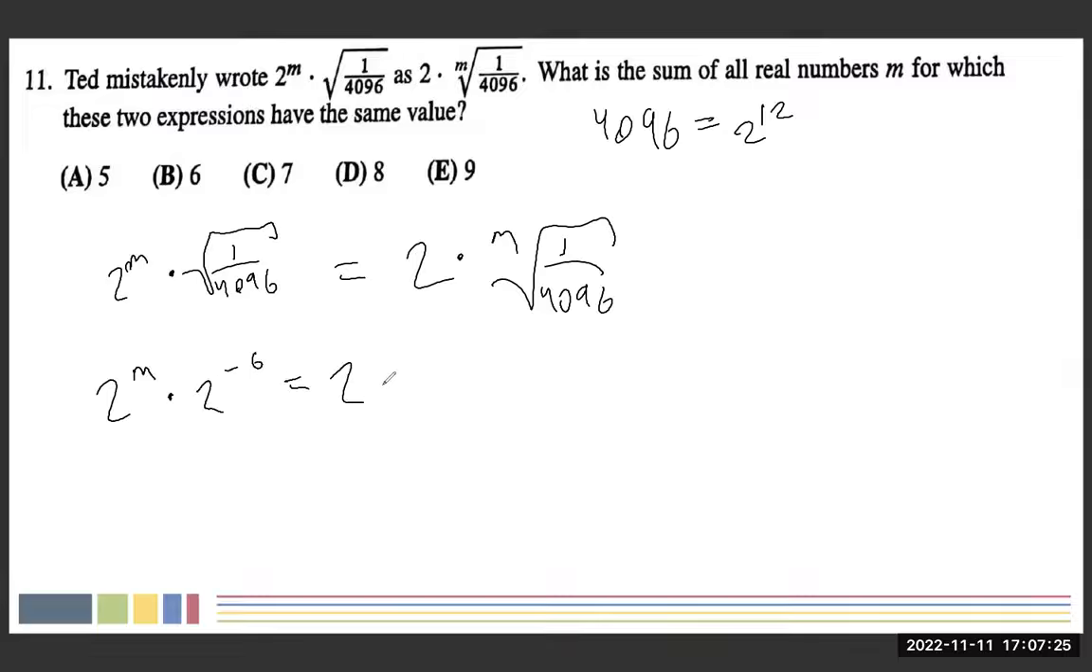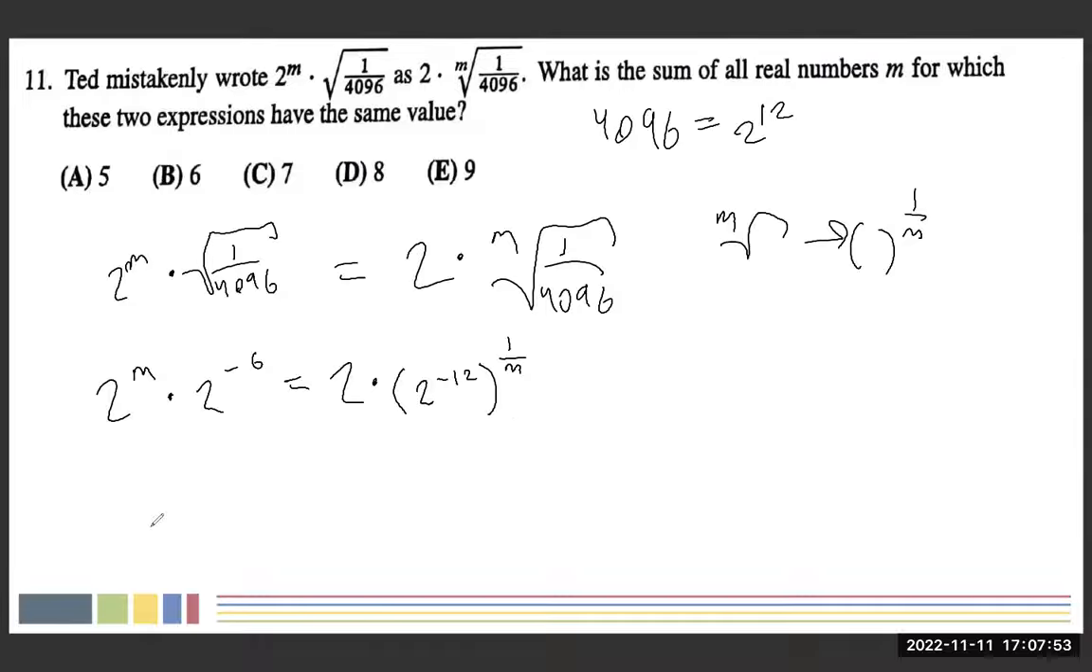Okay, what about this side? This is 2 times the mth root of 1 over 4096. Well, 4096, like we've already talked about, is 2 to the 12, so 1 over 4096 is 2 to the negative 12, right? And we're putting that to the mth root. But the mth root is the same thing as the 1 over mth power. These are the same thing. So therefore, this is just 2 to the negative 12 to the power of 1 over m.